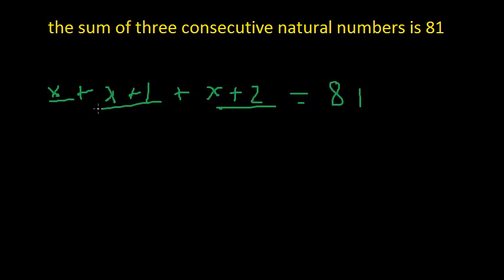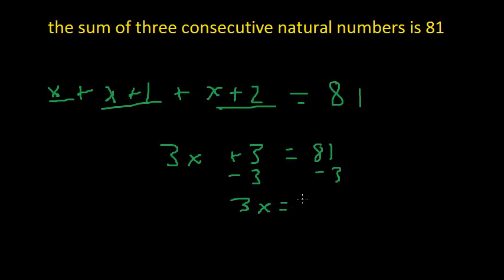I have 3 like terms, x, x, and x, which gives me 3x, and then 1 plus 2, which gives me 3, and that is equal to 81. Now I can solve this here, subtract 3 from both sides, and I have 3x is equal to 78. Divide both sides by 3, and we have x is equal to 26.